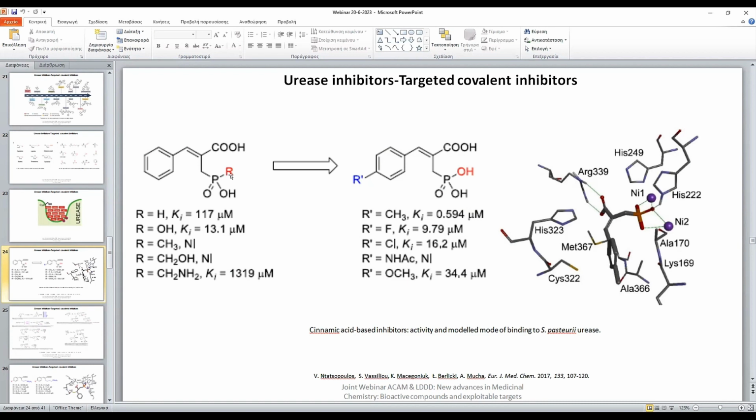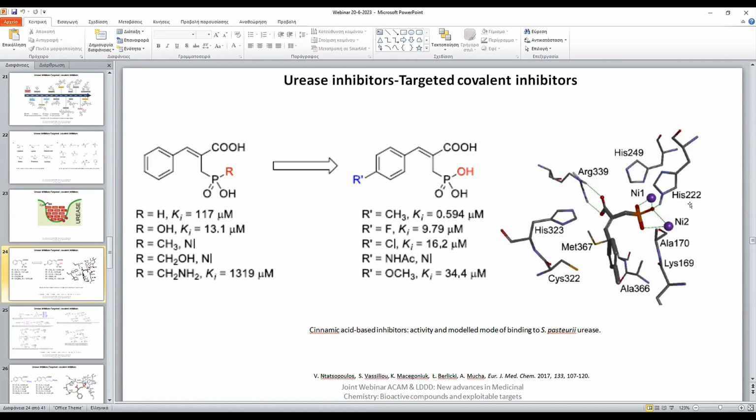Here for the organophosphorus part, we made some choices like R group hydrogen, hydroxy, methyl, hydroxymethyl, aminomethyl. Among them, the most potent was R hydroxy. So in the first set of optimization, we kept the hydroxy group and we put several substituents here. We had a quite good inhibition, 594 nanomolar, but if you observe the molecular modeling in the right part of the slide, you see that indeed this compound can interact with the two nickel ions and other aspects of the active site, but there is no covalent bond. Why was there no covalent bond?